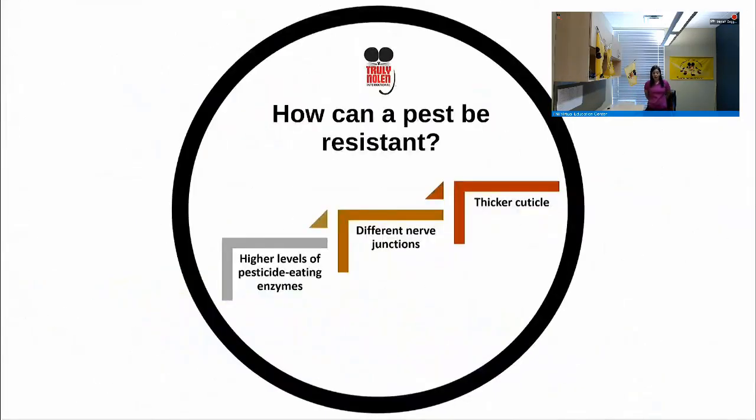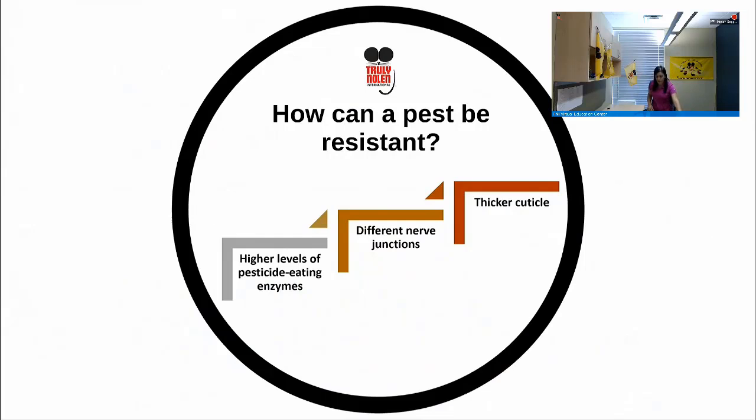Okay, now how can a pest be resistant? How do they survive? For example, we have cases of arthropods that have a higher level of pesticide-digesting enzymes in their circulatory system, their blood. Let's say we use a pesticide that is going to interfere with their nervous system. In order for the pesticide to get to their nervous system, their brain, they have to absorb the pesticide. The pesticide will go to their blood, and in their blood they have an enzyme that digests that pesticide, and it doesn't go towards the brain. So that's how they don't die.